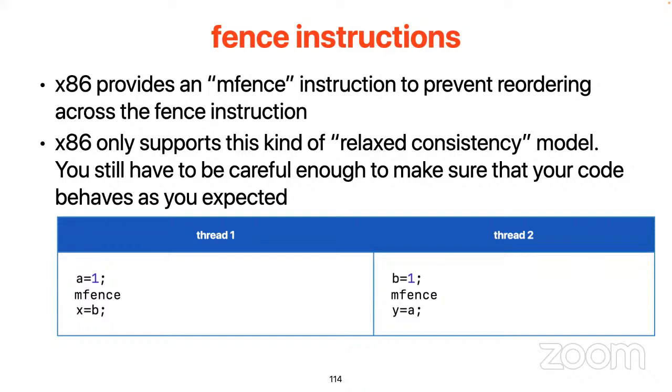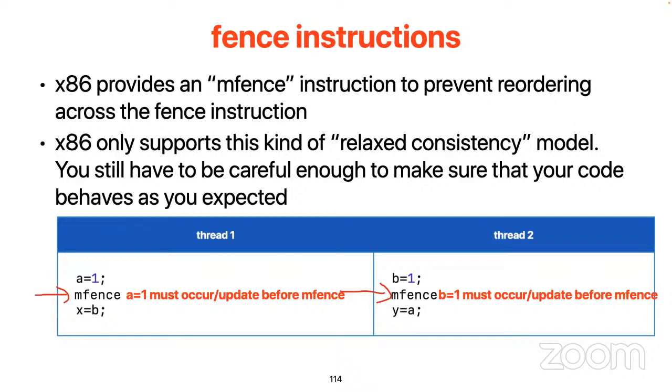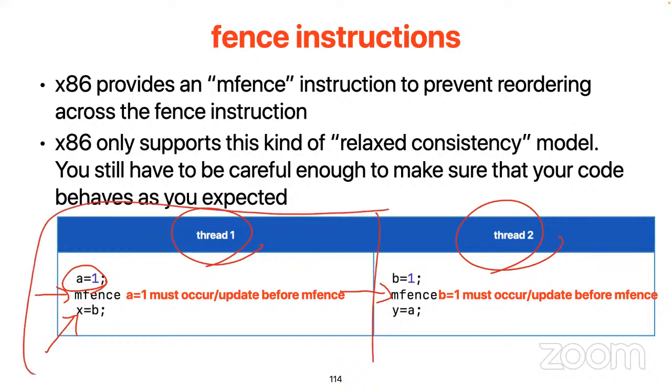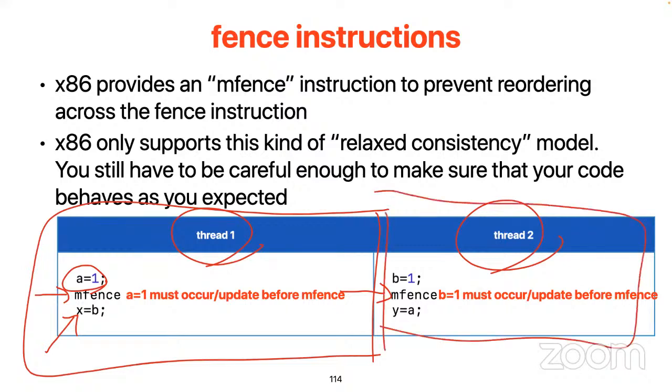So it turns out, even though I'm able to insert fence instructions, which means that it requires A equal to 1, this statement must happen before this one. But because those threads, like thread 1 and 2, may not be executing together. So for example, if I launch thread 1 a lot earlier than thread 2, right? Even though I have the fence here, I can still execute A equal to 1, X equal to B, B equal to 1, Y equal to A, right?